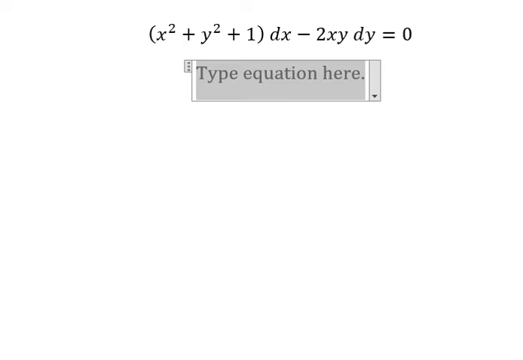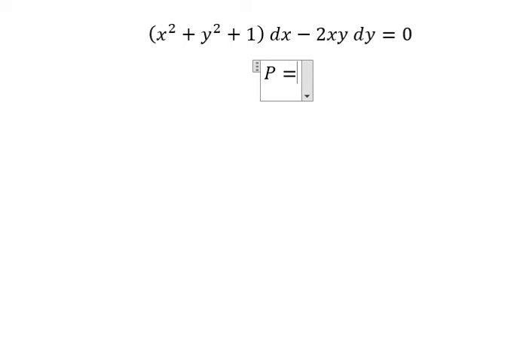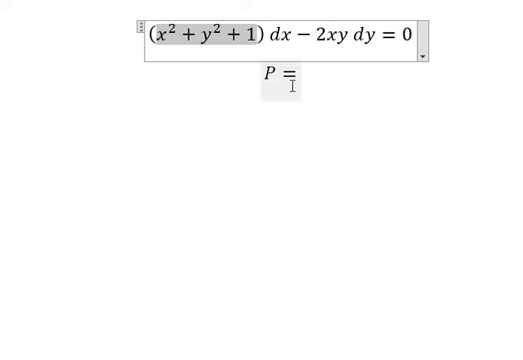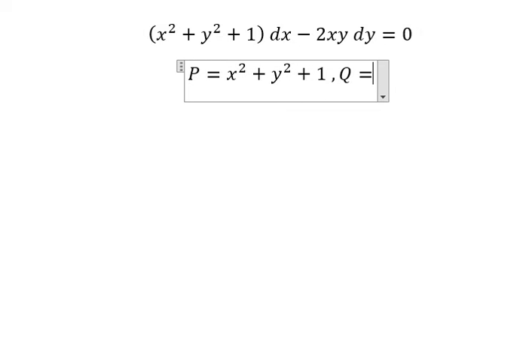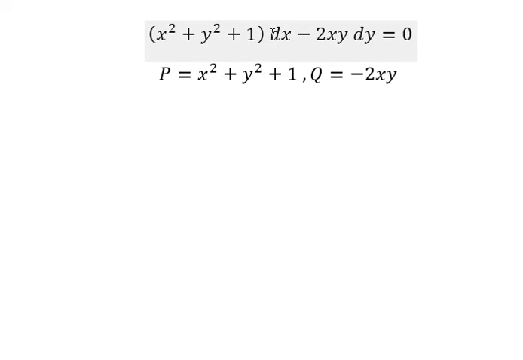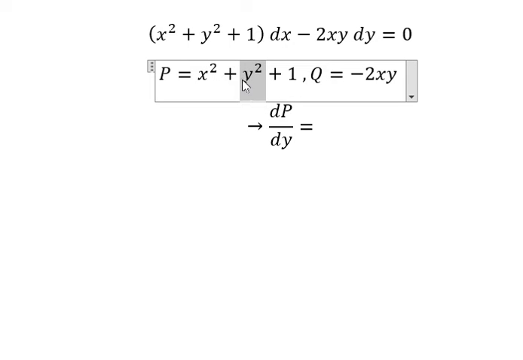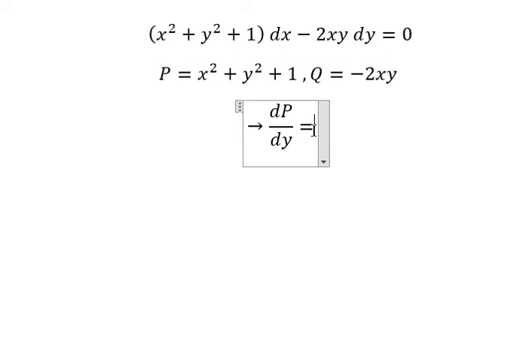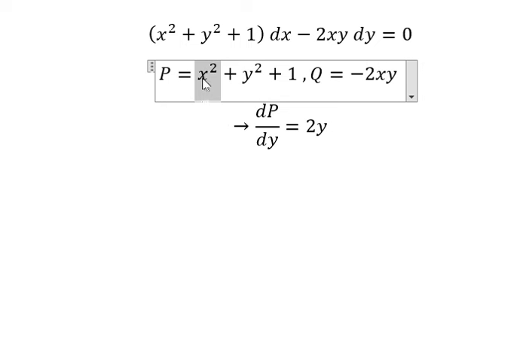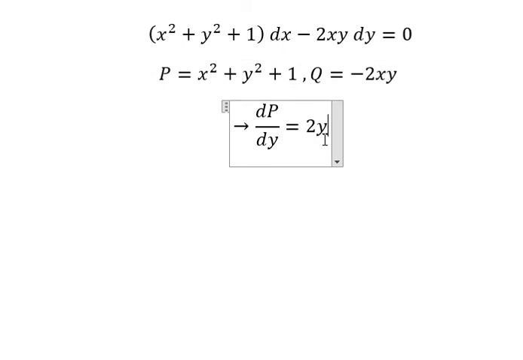First, I need to put b equals to this one and q equals to this one. So we have dx. That means we need to do first derivative of b with respect to y. So we just have only this one. First derivative of y squared, we have 2y. This one we don't have y, so you got 0. This one that is the constant, you got 0.